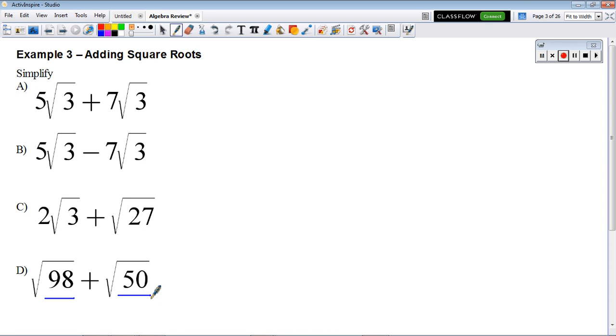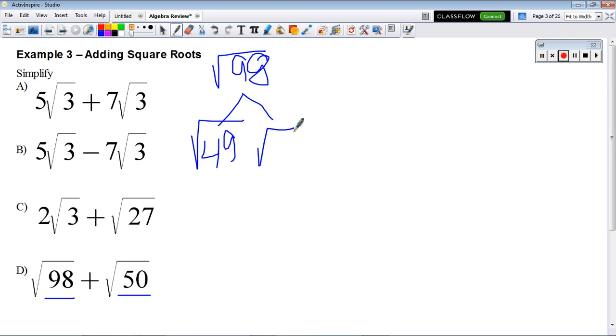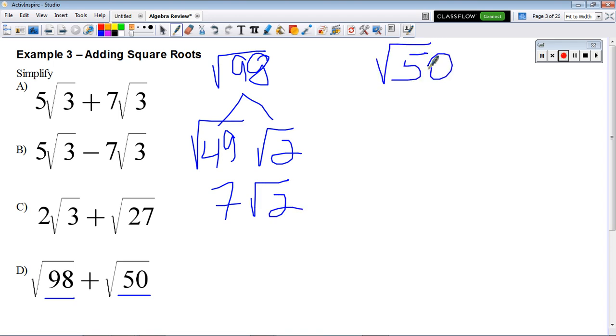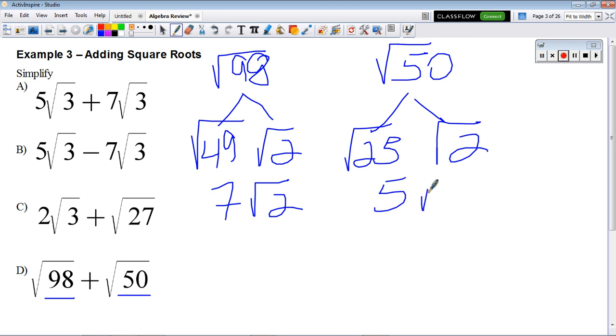So at face value you would say I can't add those together, but however, if you take the square root of 98 and I break that down to be the square root of 49 times the square root of 2, this ends up simplifying to be 7 root 2. And if you take the square root of 50, I'm going to do the same thing. This ends up being the square root of 25 times the square root of 2. And the square root of 25 would be 5, so this ends up being 5 root 2.